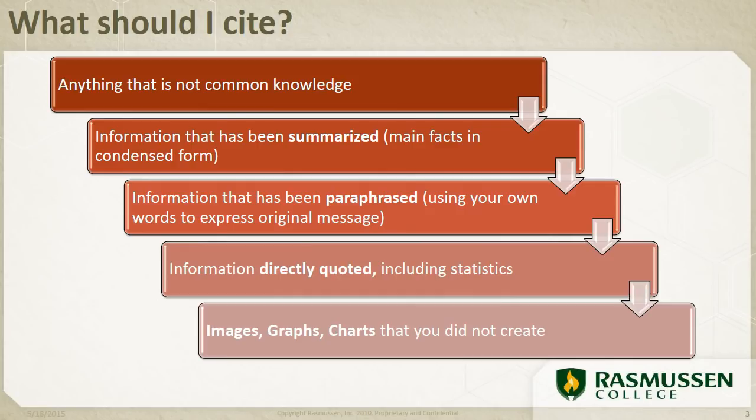You need to cite anything that is not common knowledge. Many students think only direct quotations need citations and are surprised to find out that they need to cite information that they have read and then put into their own words. Doing so actually means that you have summarized or paraphrased information from the source. Those ideas and thoughts were initially not their own, so credit needs to be given to the author of the source. Images, graphs, and charts that you did not create also need to be cited.